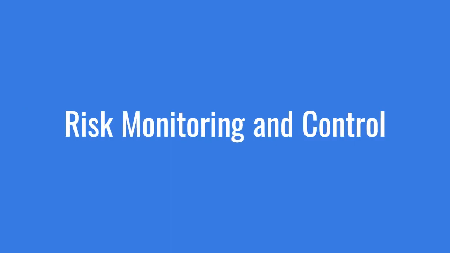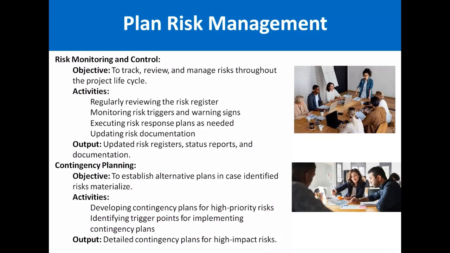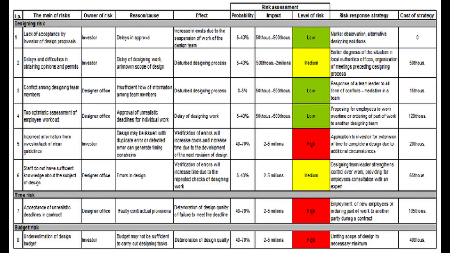Next is risk monitoring and control. That means track, review and manage risk throughout the project life cycle, in which we regularly review the risk register, monitor the risk triggers and warning signs, execute risk response plans as needed, and update the risk documentation. So here, friends, the main purpose of this activity is to review the risk register. If there are any new risks to be added, or what is the status of the risks which were identified, it should be properly reviewed and controlled as well. The output is the updated risk register, status reports and documentation.